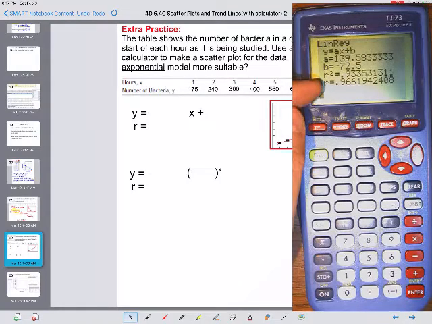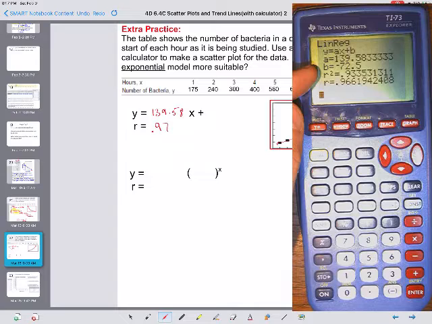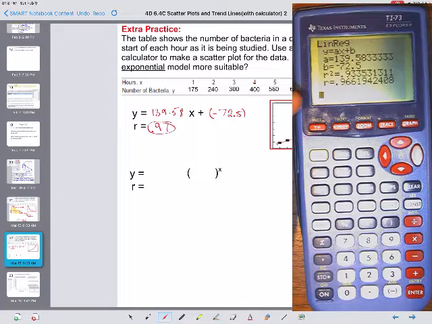That correlation is positive 0.97, and the equation would have been 139.58 x plus, or in this case minus, a negative 72.5, so just minus here. And then the correlation coefficient is 0.97. That's pretty strong. That's a really strong relationship. But let's go check out the exponential regression now.